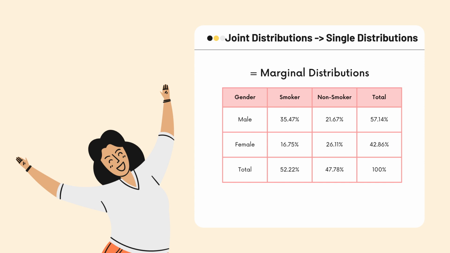If we look at the last column of our table, we can see that 57.14% of the students were male, and 42.86% of the students were female, regardless of their smoking status. This is our marginal distribution of gender. In the bottom row, we can see that 52.22% of students we surveyed were smokers, while 47.78% were non-smokers, regardless of their gender. And this is the marginal distribution of smoking status.